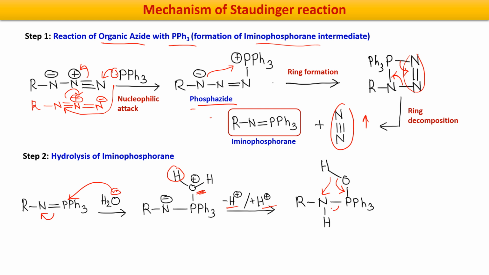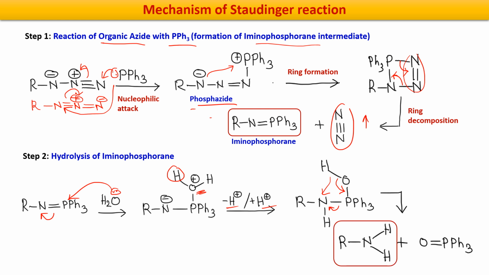So negative charge will be over this nitrogen and this proton will come to nitrogen, and finally we will get RNH2, and this is the byproduct. Okay, stable byproduct which is also helping us to shift the equilibrium towards the right hand side. Fine. So these are the two important steps for Staudinger reaction.